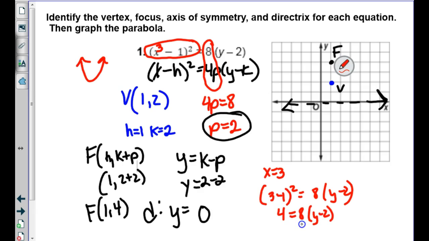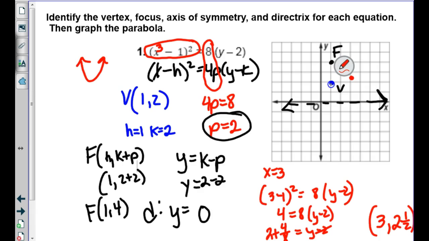Now what do? Divide the 8 because we don't want to take time to distribute. So we have 4/8, and then we're going to need to add the 2 over here. So if we add the 2 over, we get 2 and 4/8, or 2.5. So when we put in a 3, we got out a 2.5. So over 3 and up 2.5 is a point.